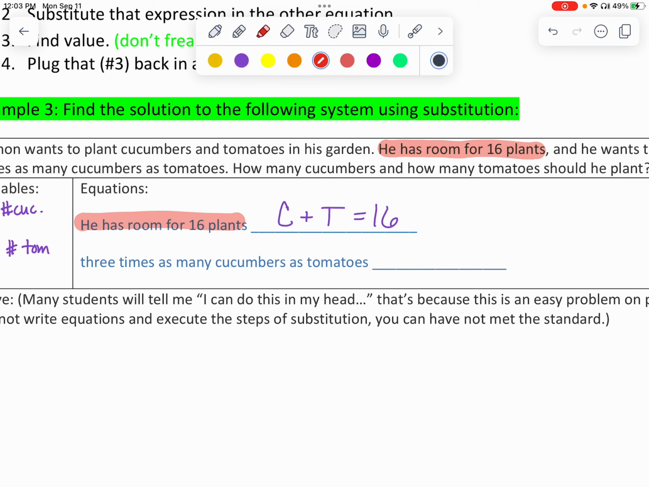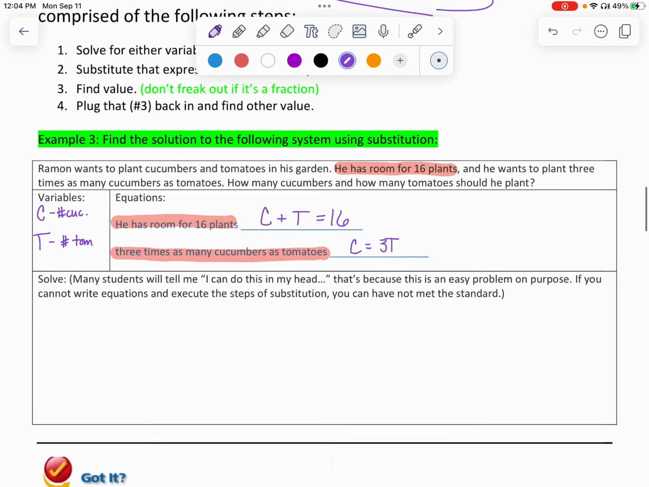Now we're going to do this phrase. He has 3 times as many cucumbers as tomatoes. So cucumbers and tomatoes, he has 3 times as many cucumbers. So if you multiply tomatoes by 3, you will get your cucumbers. He has 3 times as many cucumbers as tomatoes. 3 times, yep, that's good.